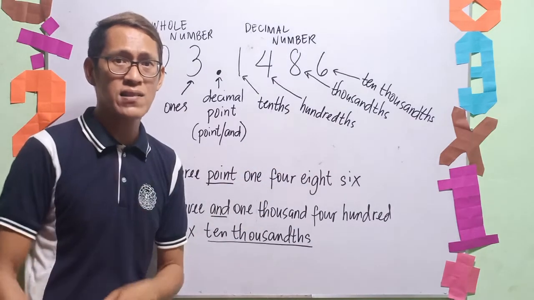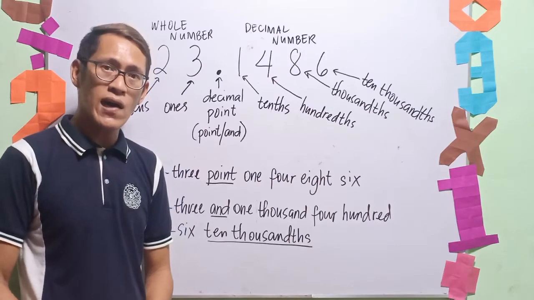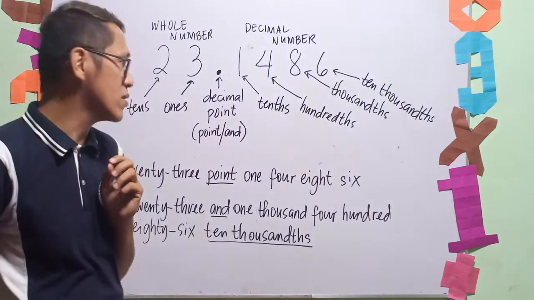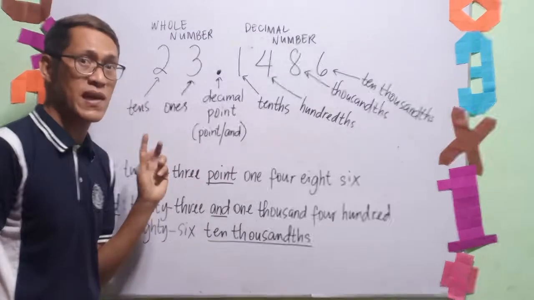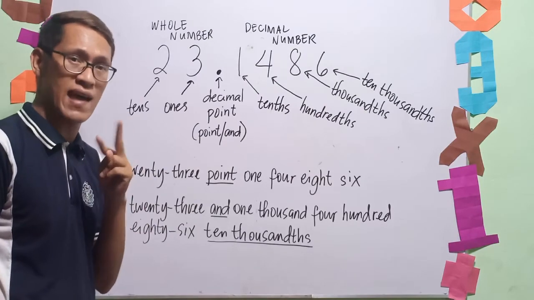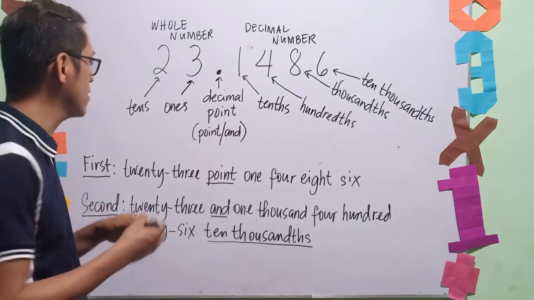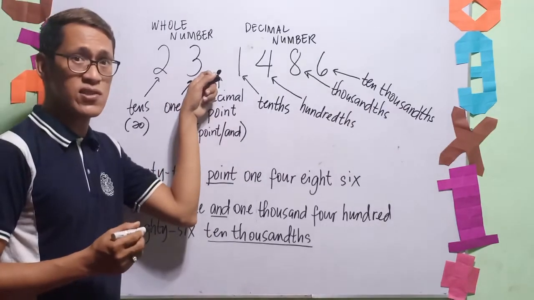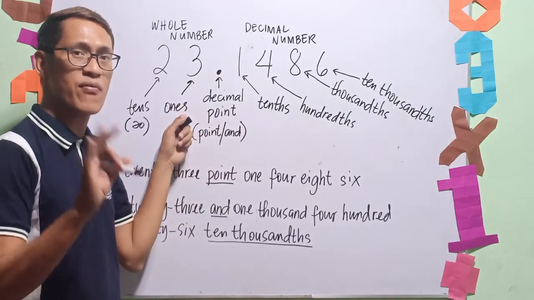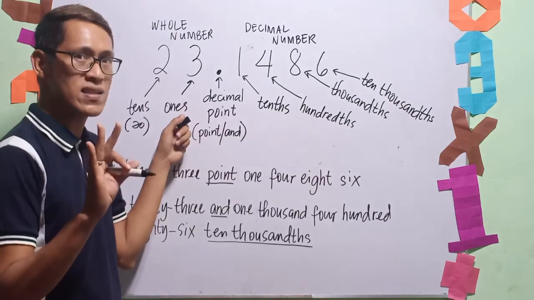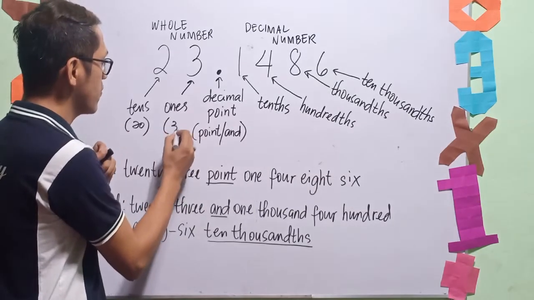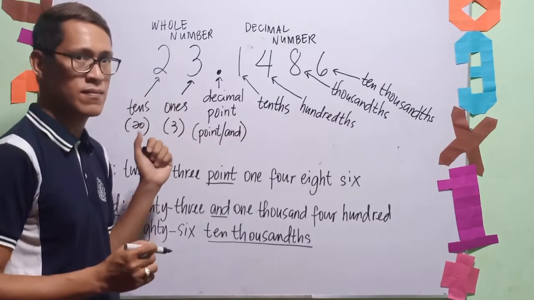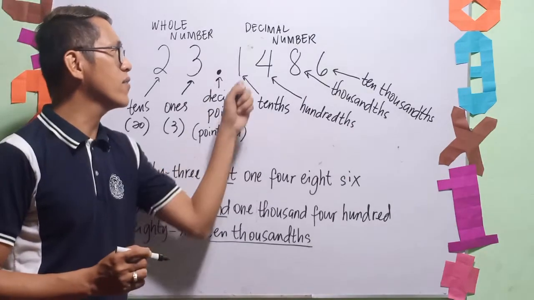Now let's get the value of each digit. Let's start with the whole number. So let's start with the digit 2. The 2 is in the tens place, meaning you have 2 of 10. 10 plus 10, or 2 times 10 will give you 20. So the value here is 20. The digit 3 is in the ones place, meaning you have 3 of 1. 3 ones. So 3 times 1, that's 3. So the value of 3 is 3. The value of 2 is 20. That's 23.